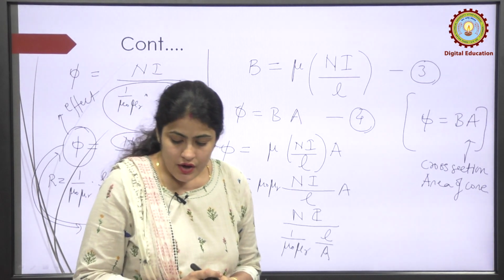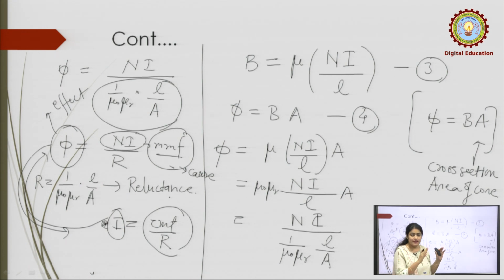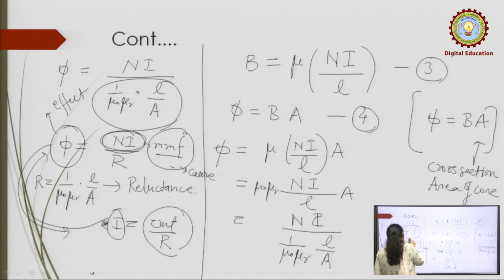So in the magnetic DC circuit, when you apply the DC voltage, the current is responsible for producing the flux. This N I is the MMF which produces the flux. What is the effect of this MMF? The effect is your flux.